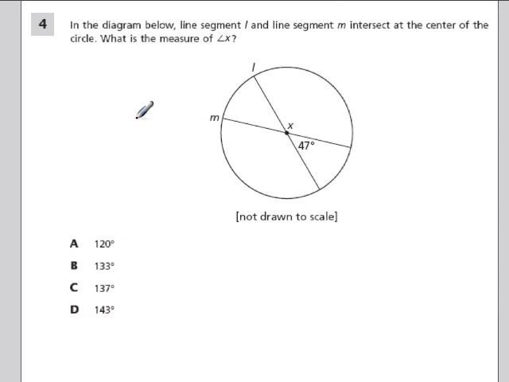In this problem right here, it says line segment L, so that is this line segment right here, and line segment M, that's this line segment right here, intersect at the center of the circle. What is the measure of x? So x is just this variable right here and represents this angle. So again, all we have to do is recognize where perhaps our straight line is, if we have it, and we have it right here. So that means that x plus 47 has to add up to 180.